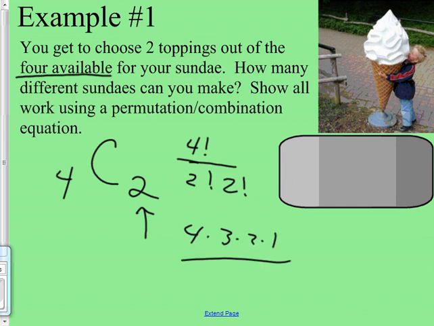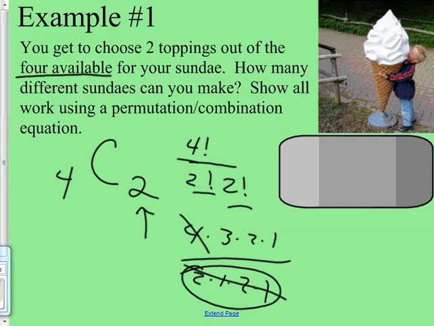over 2 times 1 times 2 times 1. That's what these guys are. And really, isn't that just 4? So then can't I just cancel that and all that? Sure I could. And then my final answer is just 3 times 2, which makes 6.